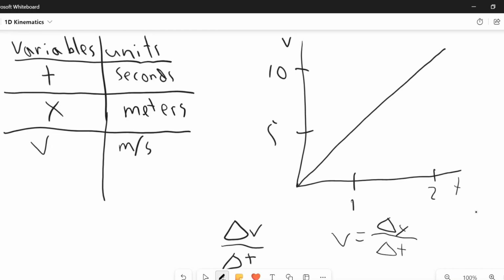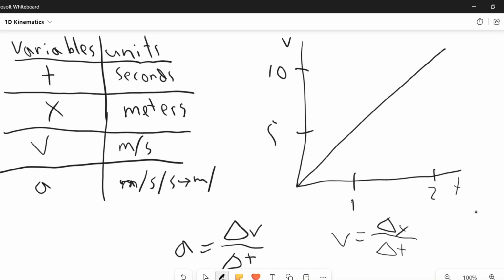And this is represented as the new variable a, meaning acceleration. And a is measured in meters per second per second. This can also be represented as meters per second squared, which is often how it's represented. So now, what does acceleration mean? Acceleration is basically the slope of a velocity versus time graph, and it represents the change in the rate of change of position.